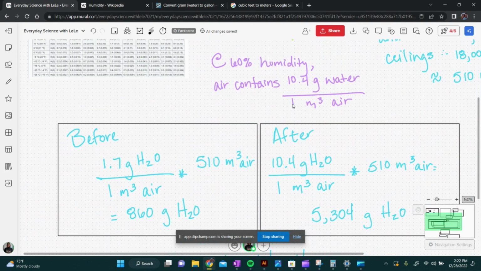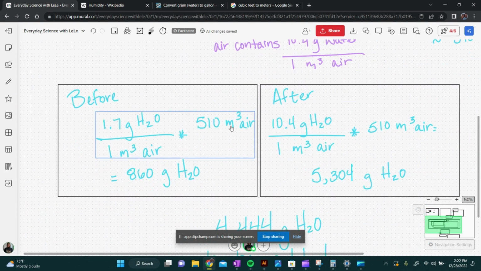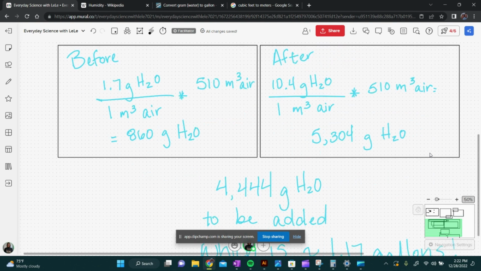I take my two tabulated numbers and I multiply them by the total volume of my house. At 10% humidity, I have 860 grams of water in the air. And after I take some action and make it a little more comfortable for myself and my pets and my plants, there should be closer to 5,300 grams.